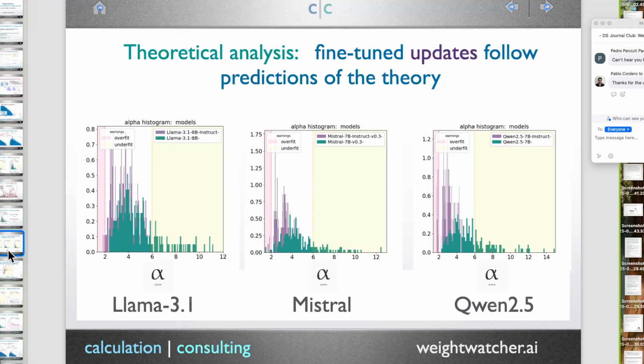Well, do you fine tune models? Yeah, we do. Well, that's where you would apply it, when you're fine tuning. You would look at the fine tuning update and try to see if the fine tuning update is following the predictions of the theory, and you could use it to look for anomalies or to try to optimize your fine tuning process.